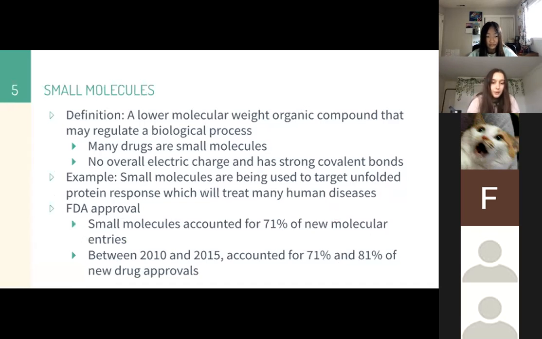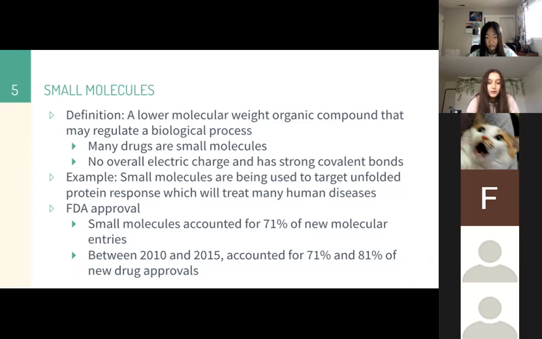And then small molecules are lower molecular weight organic compounds that may regulate a biological process. Many small molecules are used in drugs. This is because the molecule has such low molecular weight, below 900 Daltons, so they can enter cells easily. And once they're inside, these drugs can impact other molecules such as proteins. They're also used to kill cancer cells. Small molecules have no overall electric charge and have strong covalent bonds.